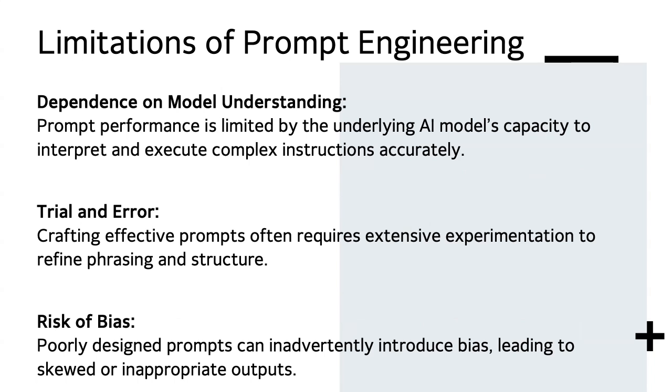And it also has limitations. The first one is the dependence on model understanding. Prompt performance is limited by the underlying AI model's capacity to interpret and execute complex instructions accurately. Also, we can have trial and error. Crafting effective prompts often requires extensive experimentation to refine phrasing and structure. Also, it has some risk of bias. Poorly designed prompts can inadvertently introduce bias, leading to skewed or inappropriate outputs.